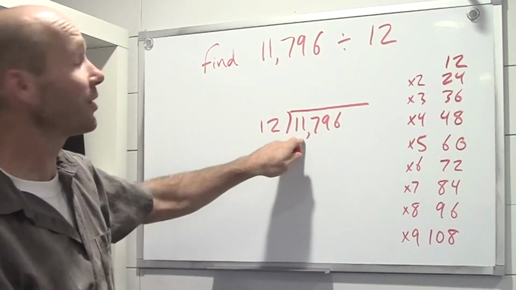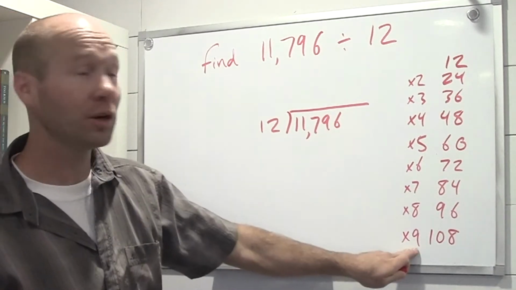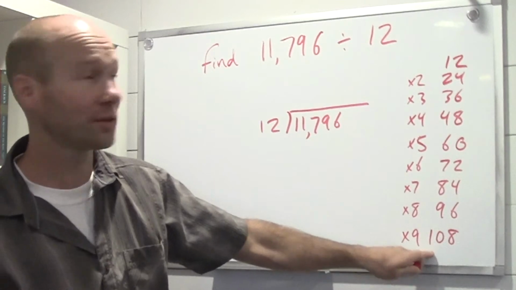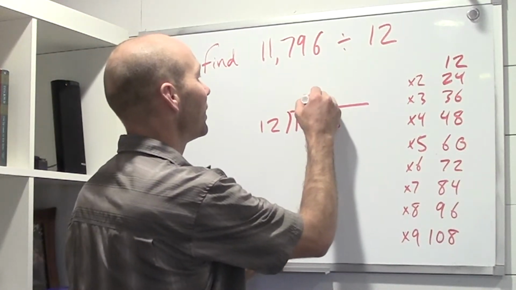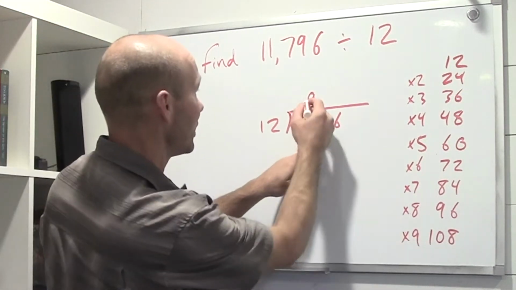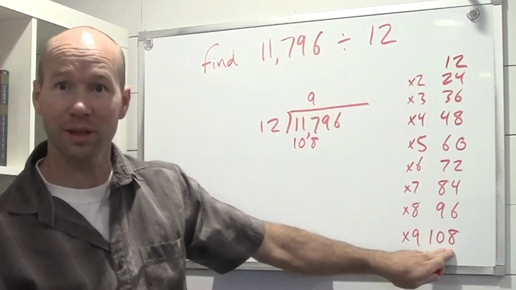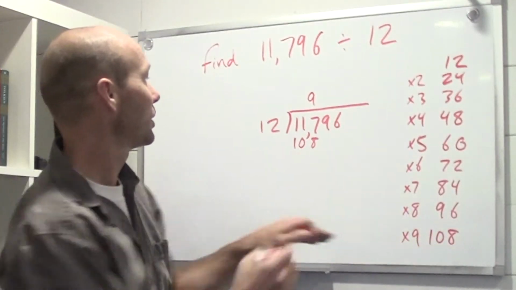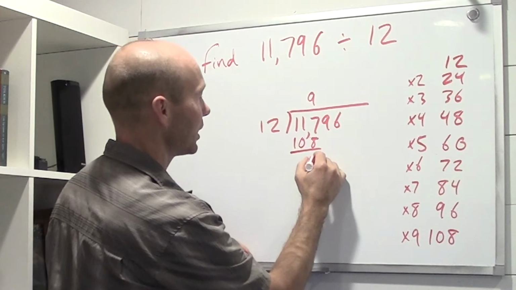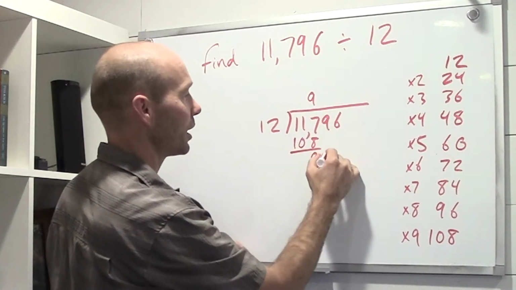So obviously 12 can't go into 11, so I have to move to 117. And I'm going to know that 9 is the closest number I get to 117. So I'm going to put a 9 right above my 7. And I can just say that 9 times 12 is 108, because I've already established that. I'm going to subtract. 17 minus 8 is 9. And I'm going to move down my 9.